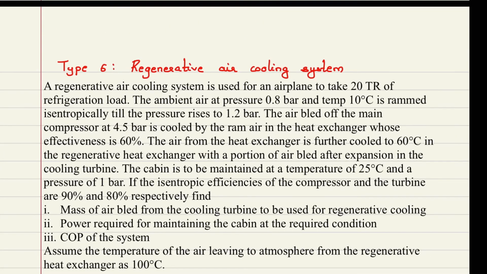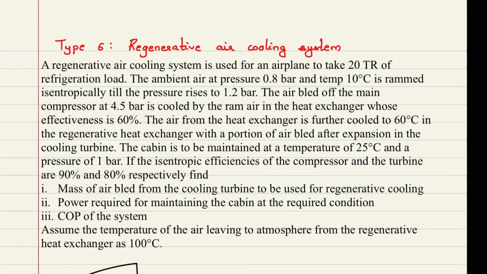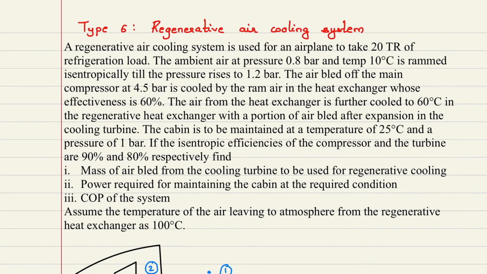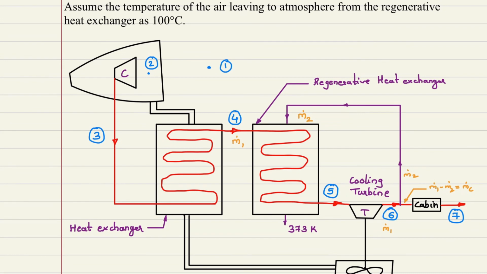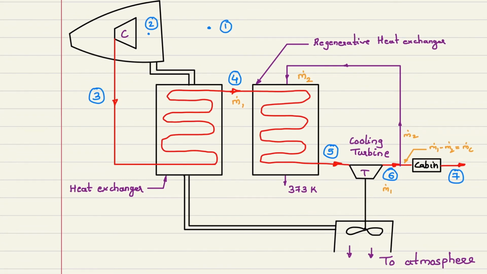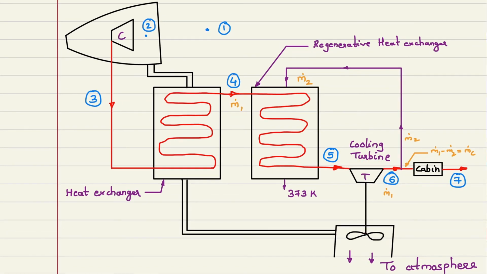So the second part is the power required for maintaining the cabin at the required condition. So how to calculate power? We have to basically calculate W dot net. Now in this case, what will be W dot net? Again here we have the assumption that power developed by the turbine is used by this cooling fan.